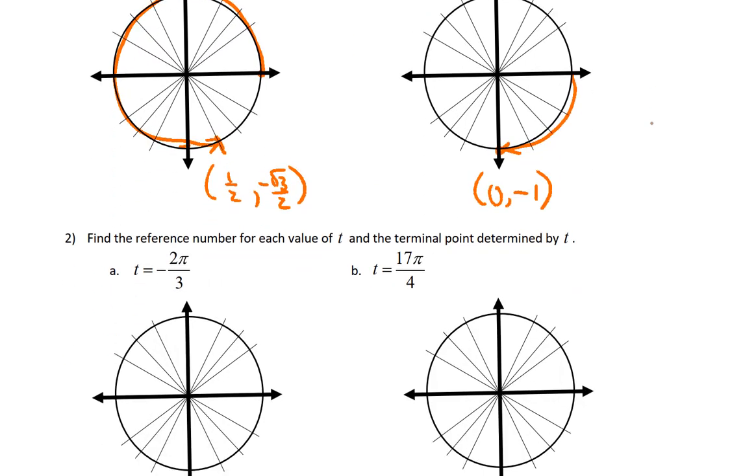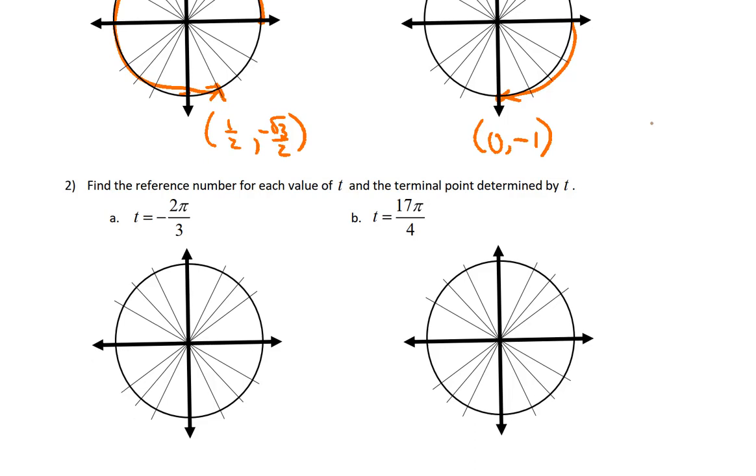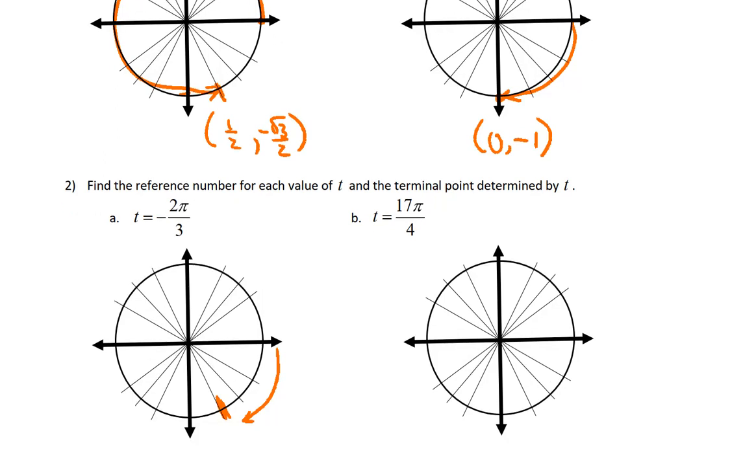Moving on, number 2 says find the reference number. So now we're back to this t-bar thing for each value of t and the terminal point determined by it. So now we're kind of doing both. Our first one, for part A, gives us t equals negative 2 pi over 3. Well, again, negative just means we're going in a clockwise direction. We've got to think about where 2/3 would be. If we go back up to the original, you can see we're going the opposite direction. So it'd be like the second of those sixth marks, or you could say the last bottom mark in quadrant 4, that's where negative 1/3 would be.